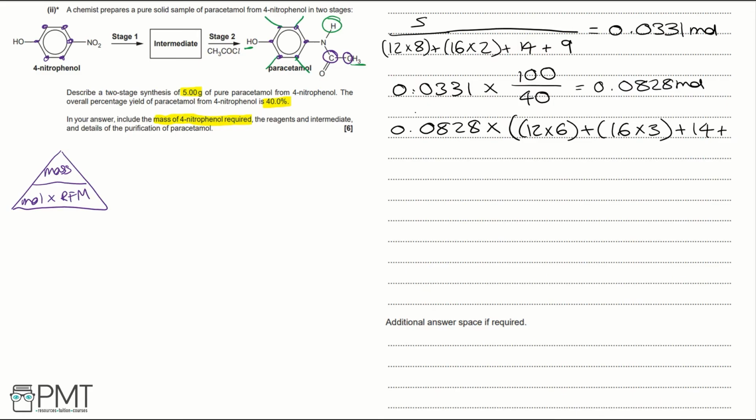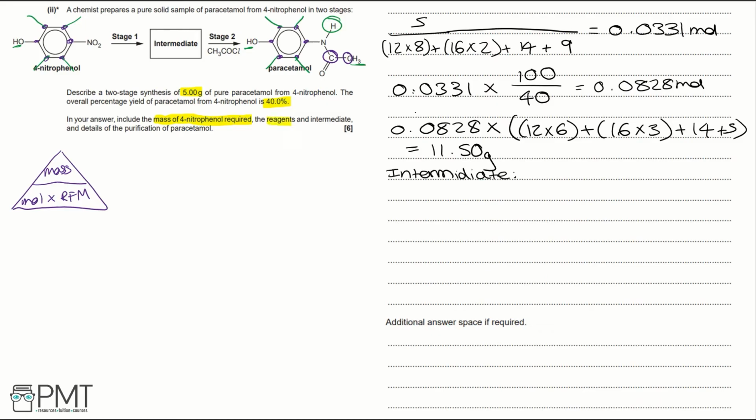And then the number of hydrogens. On the benzene ring, we have 1, 2, 3, 4, 5 if we count the 1 in the OH group of the benzene ring. So that's 5 in total, so we need to add 5. And that gives us the relative formula mass of 4-nitrophenol as 139. And that would give us the mass of 4-nitrophenol required as 11.50 grams. Notice I've written the mass to 2 decimal places.